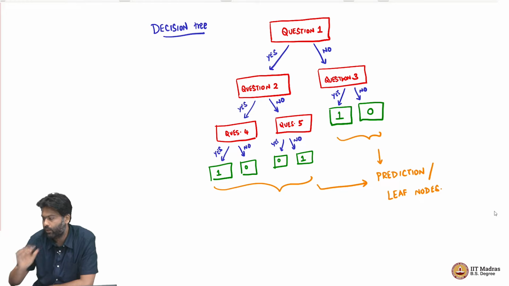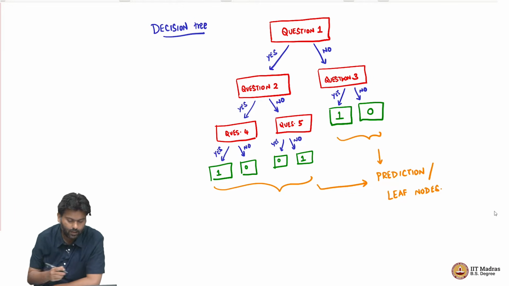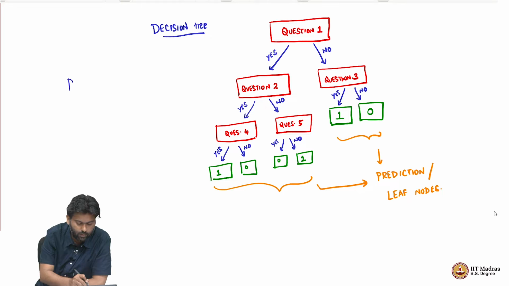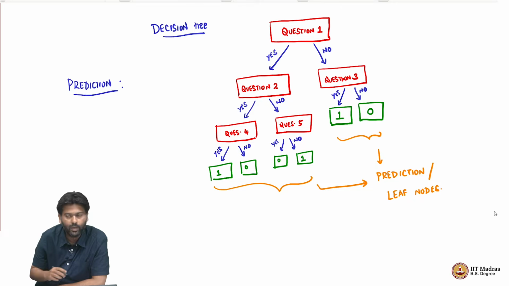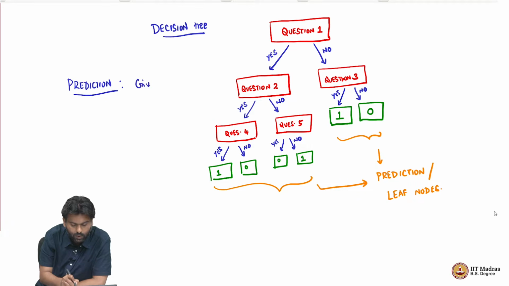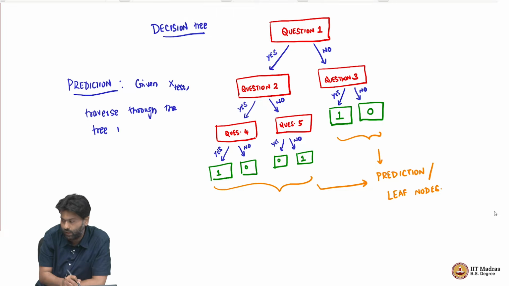So, now how would we predict? Well, the prediction is easy. Somehow, let us say somebody gives you this tree that they have constructed from the data set. Now, you are given a new test data point, let us say X test. All you do is traverse through the tree to reach a leaf node. Y test is the value in the leaf node.